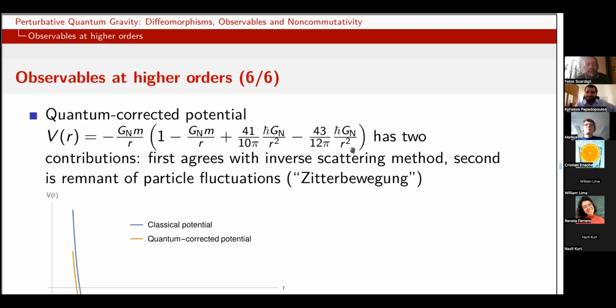I see. So you cannot get this 43/12 by these scattering methods. They don't capture it at all. No way. They don't do that. I see.